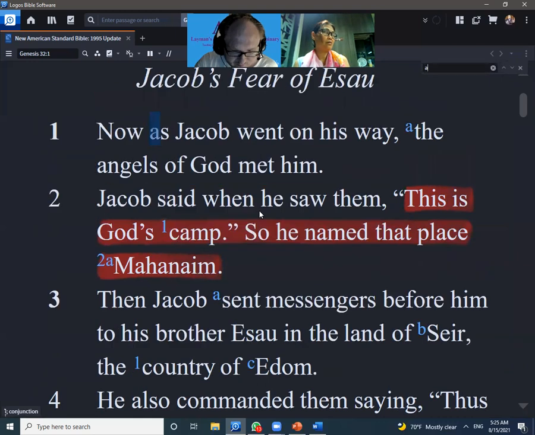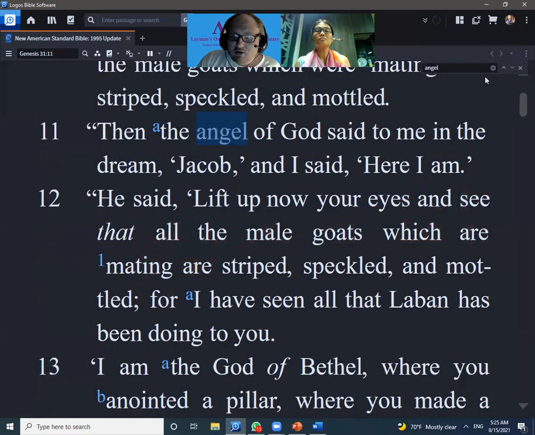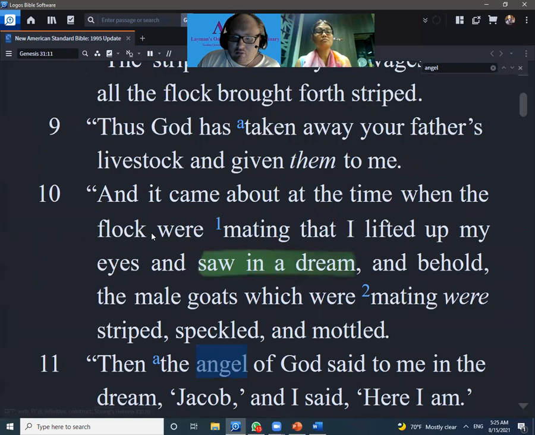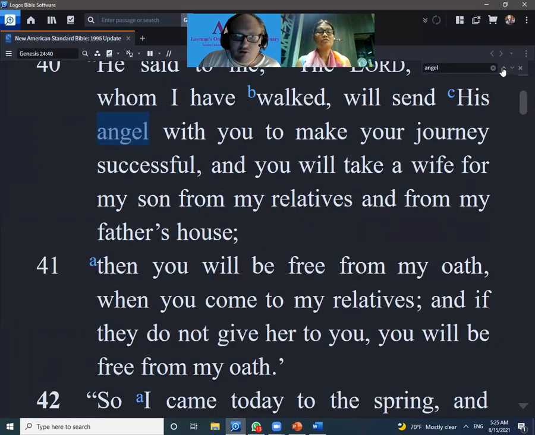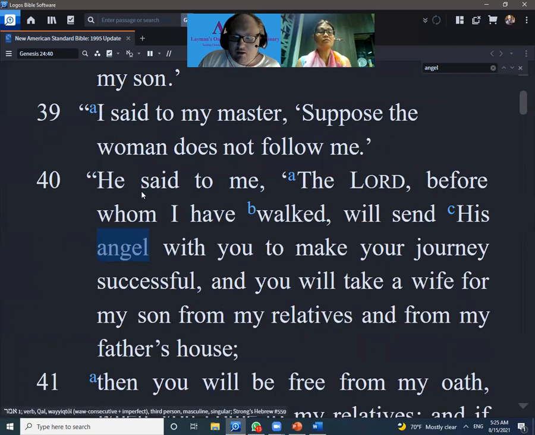Let's try. Then the angel of God said to me, okay, that's one, in the dream. Yeah, I know that's the dream, but hold on, there's more. He had a dream, and behold, a ladder. Right, there's an angel in the dream.